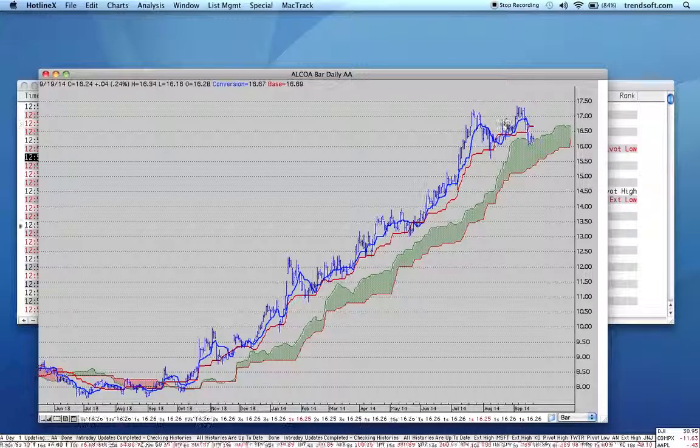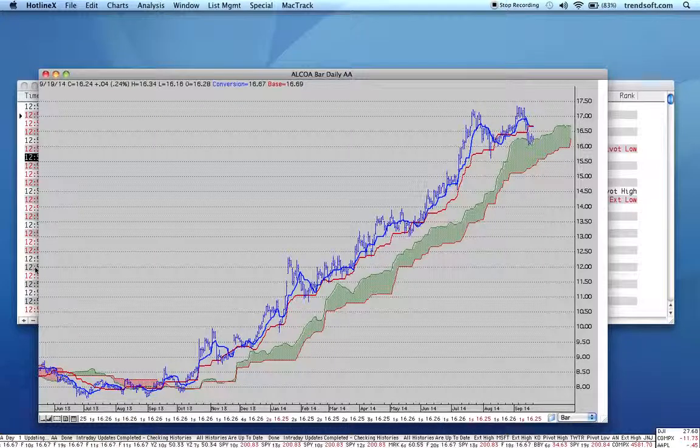Meanwhile, back here, the conversion and baselines provide support and resistance. As you can see, going back here, for example, we touched on the baseline multiple times as we continue to ride up.